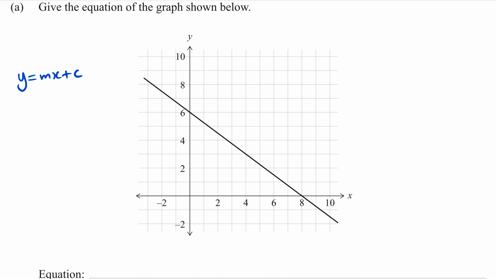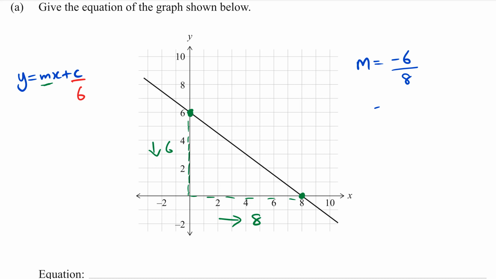Now c is the y-intercept, so in this case it's going to be 6, and then m is the gradient, which is the slope. To figure out what the slope is, we've got rise over run. So I'm going to take 2 points. I'm basically going to choose this point right here and this point right here and see what the rise and the run is. If you look at it, it's going 6 down and it's going to the right 8. So we can say that the gradient is equal to -6 because it's going down, divided by +8 because it's going to the right.